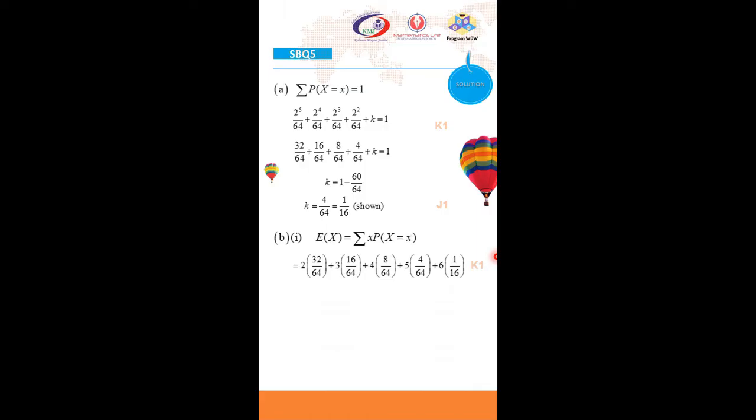And then for part B, to find the mean, use the formula sum of x p(x). So x and also the probability. So this is k1. And then we get the answer 47 over 16, j1. So 2 marks to find the mean.